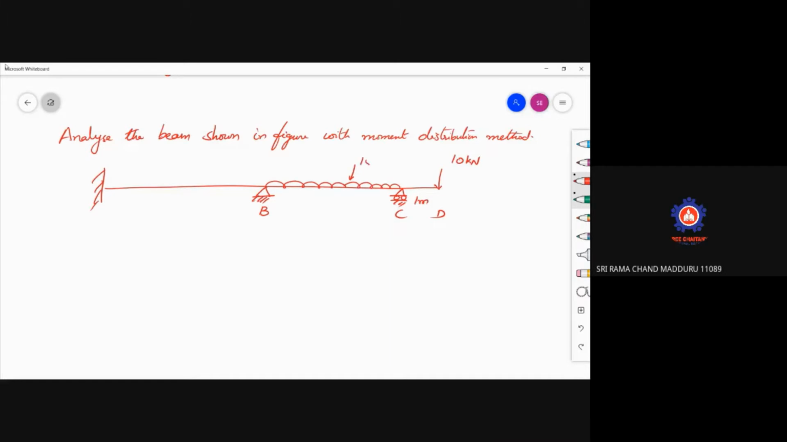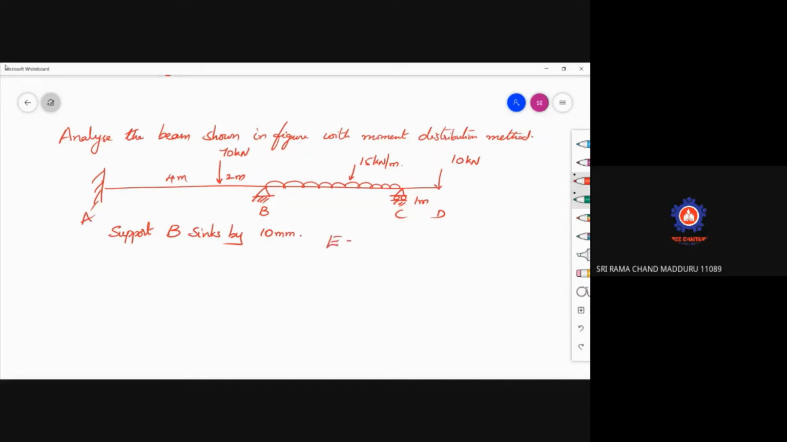The value of UDL is 15 kilonewton per meter. A point load is acting here, which is 70 kilonewtons. And this is 4 meters, this is 2 meters, and this is A. Now it is given that support B sinks by 10 mm.